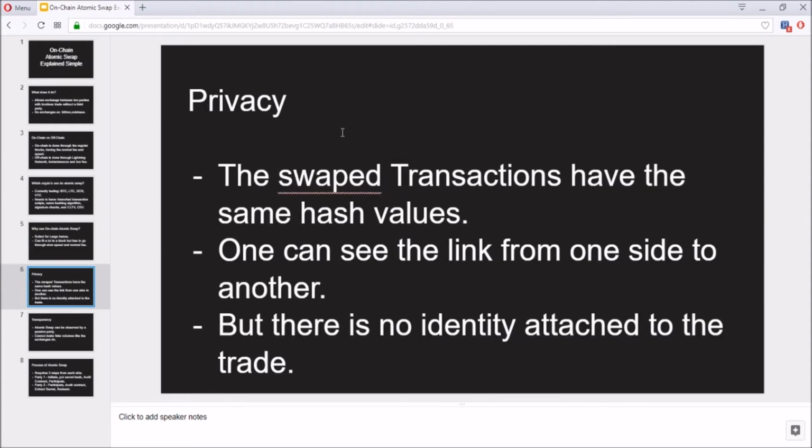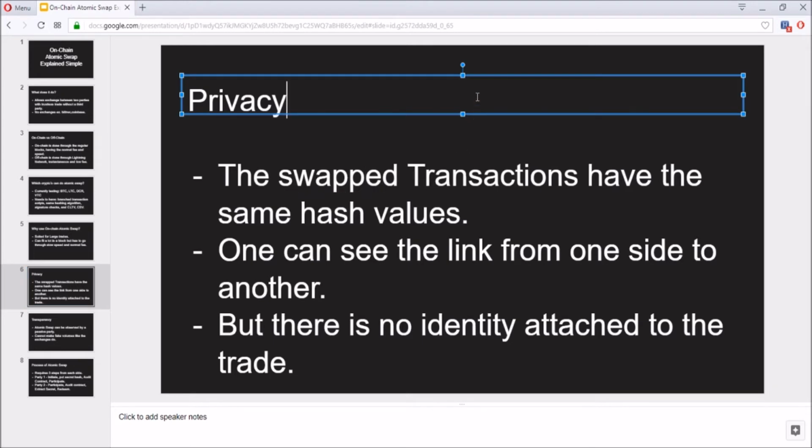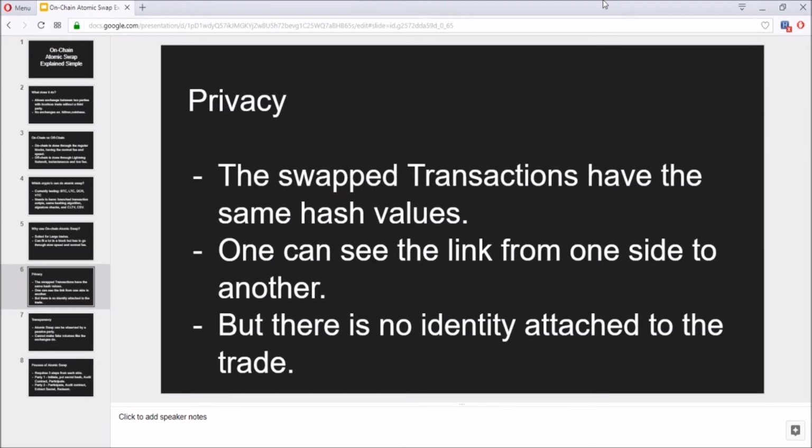Now, for the privacy feature, these swapped transactions have the same hash values. So as a passive observer, they could see the link coming from one side to another. However, there is no identity attached to the trade, whereas in exchanges, they would see who is exchanging to whom, but through the atomic swap, there is none of that. So there is just one hash value to another, coming from one link to another with the trading.